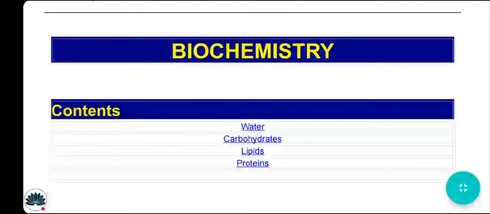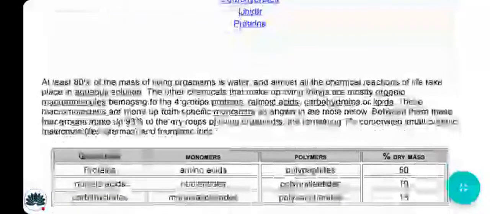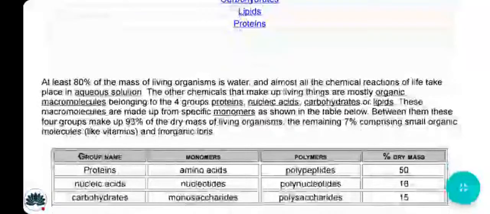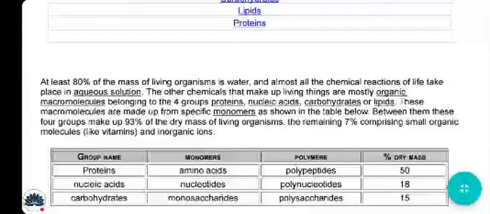First of all, at least 80% of the mass of living organisms is water. Whenever you see a balanced diet, these elements are arranged according to their proportions. And almost all the chemical reactions of life take place in aqueous solution.